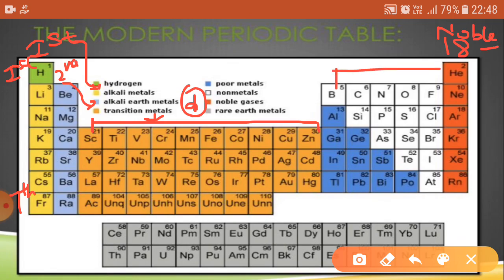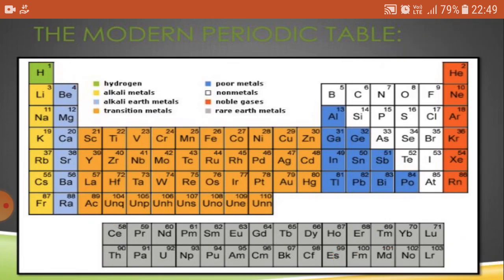and these are the group numbers from 13 to 17, and group number 17 is known as the halogens. These are the F block elements, and this series is known as the lanthanoids, and this series is known as the actinoids. So basically it is the classification of different groups and periods in the modern periodic table.